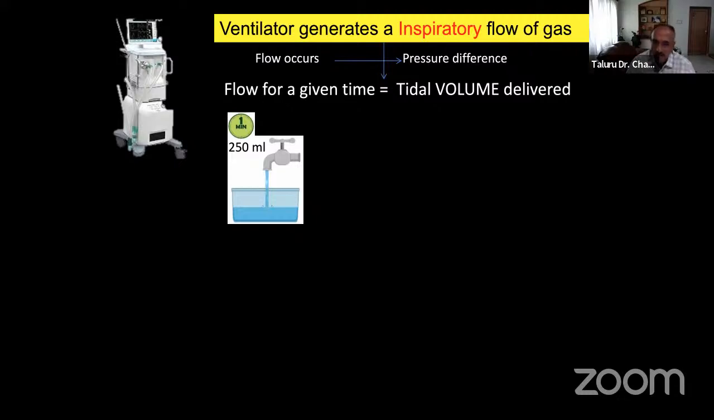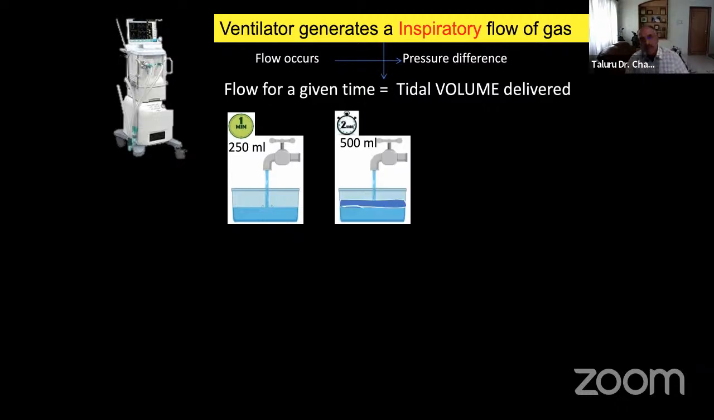You see here, there is a bucket, and for 1 minute, say the flow is constant. Flow I have fixed, it is 250 ml. If I give it for 2 minutes, what happens? How much water will I get, more or less? The flow is the same. I'm waiting there for 1 minute, 250 ml will fill. If I wait for 1 more minute, will it be 250 ml or more? Obviously, it will be more, isn't it? So flow for a given time is the volume delivered.